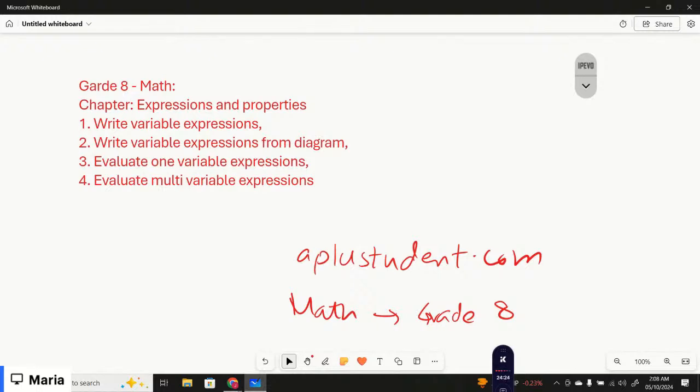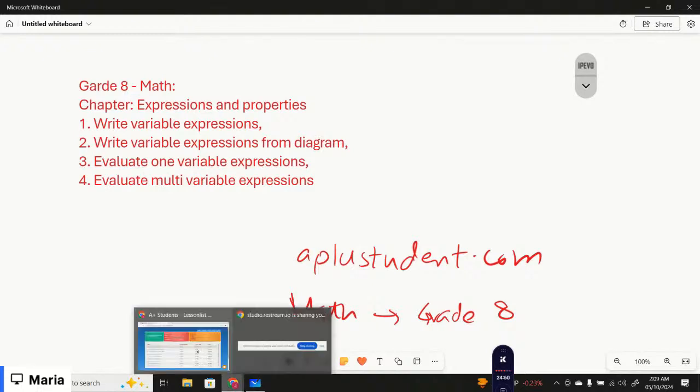The lessons we are going to cover today are write variable expressions, write variable expressions from diagram, evaluate one variable expression, evaluate multivariable expressions. So please make sure you have your notebook and pencil so that you can note down the important examples and definitions as well.